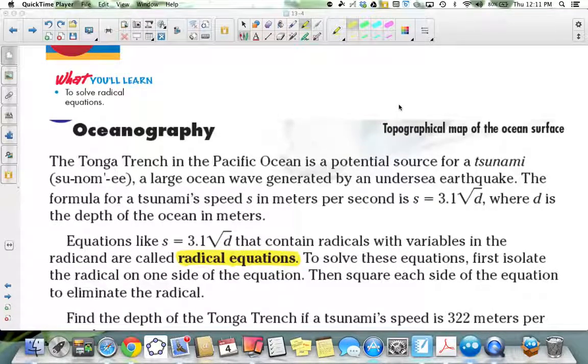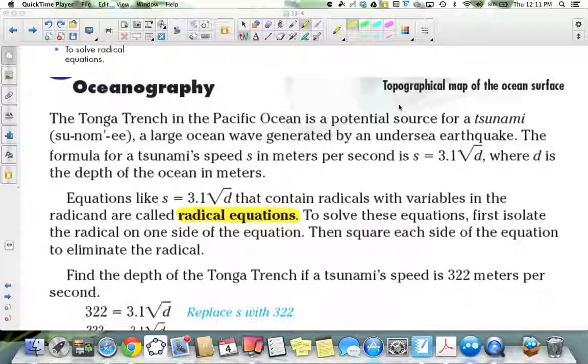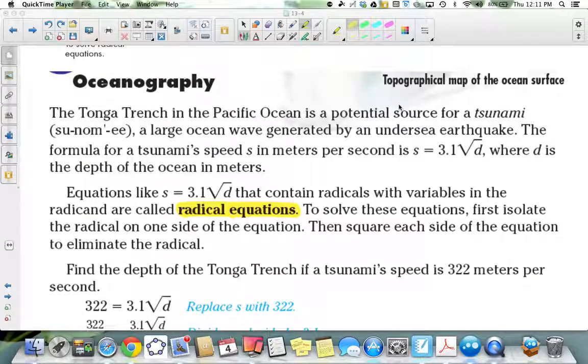The formula for a tsunami speed S in meters per second is S equals 3.1 radical D, where D is the depth of the ocean in meters. Equations like S equals 3.1 radical D, that contain radicals with variables in the radicand, are called radical equations.